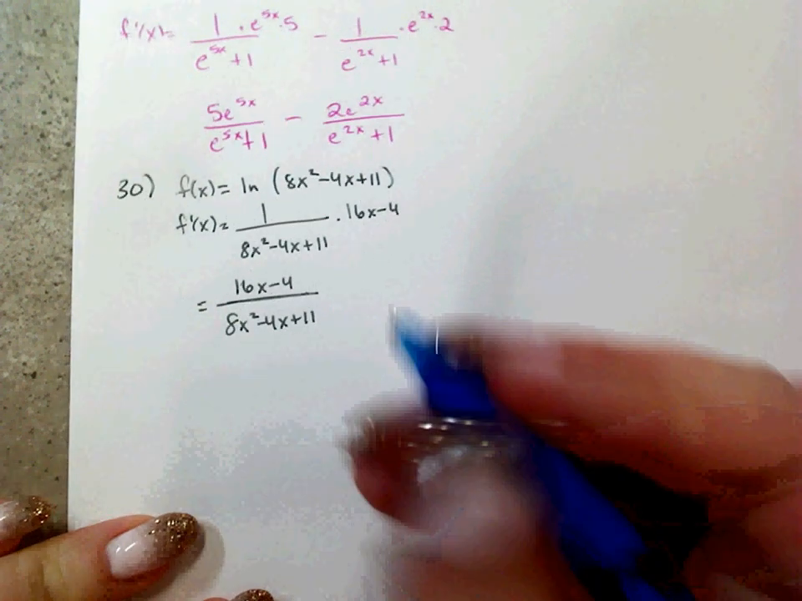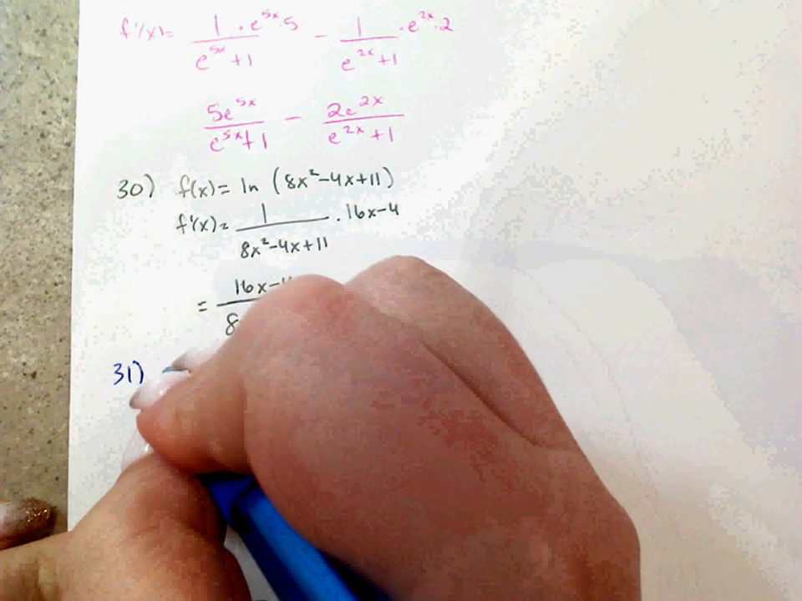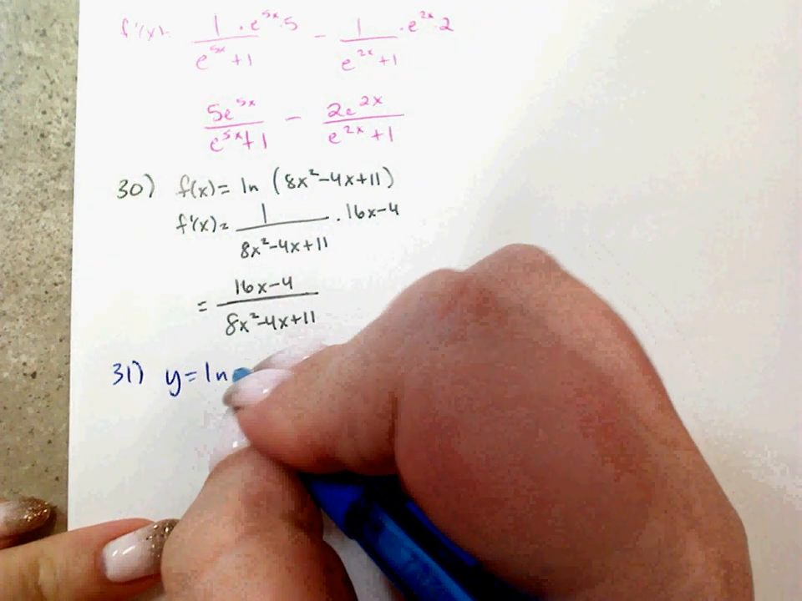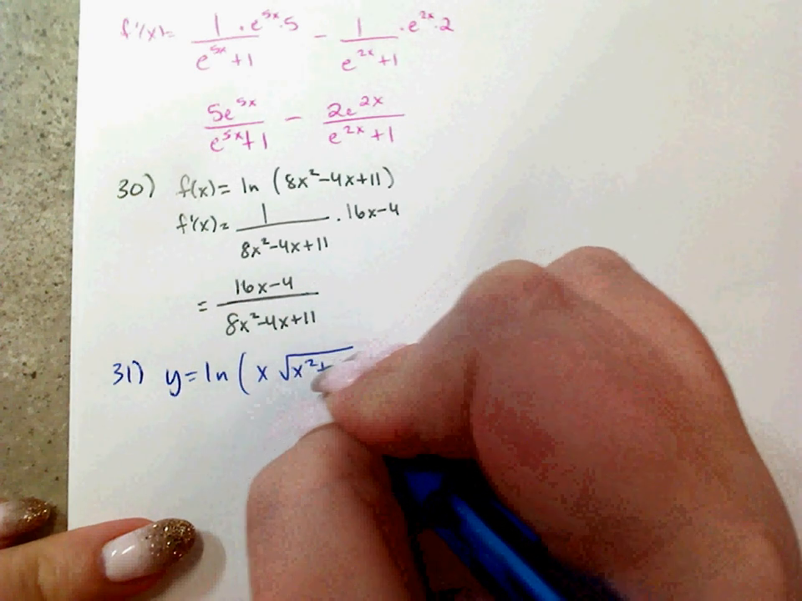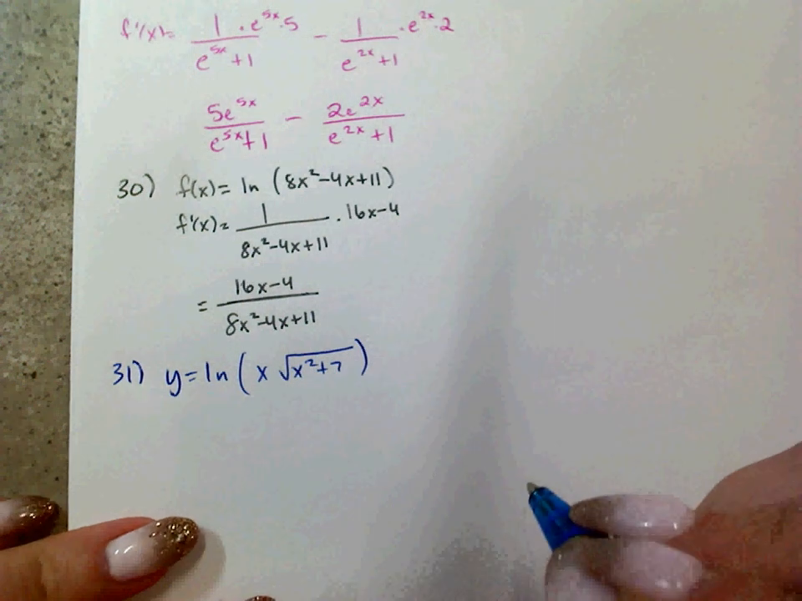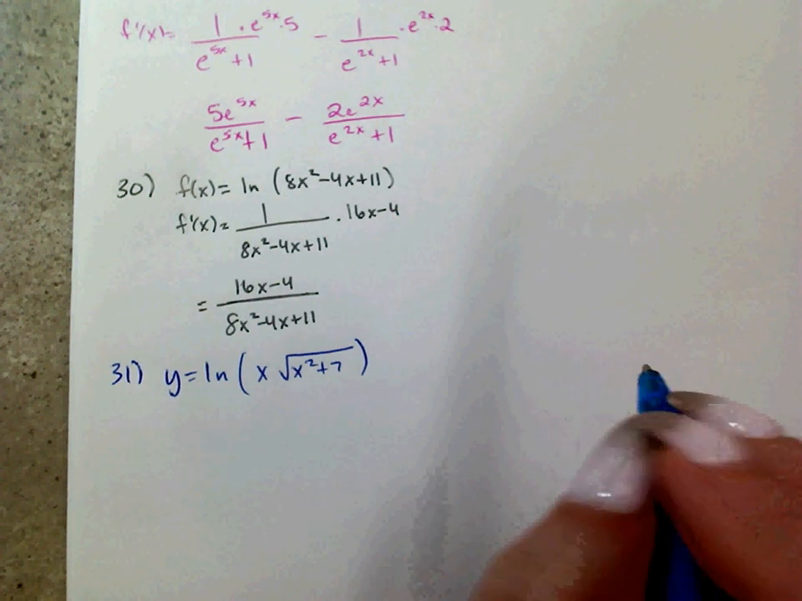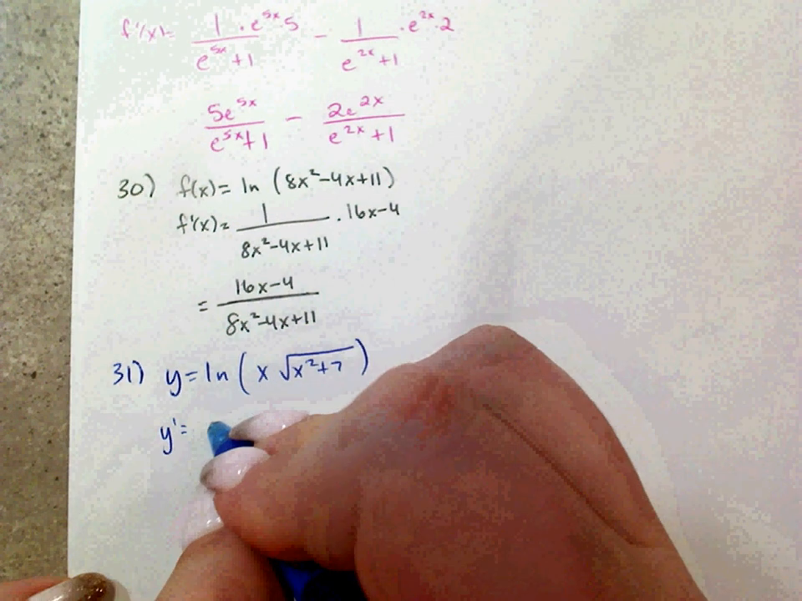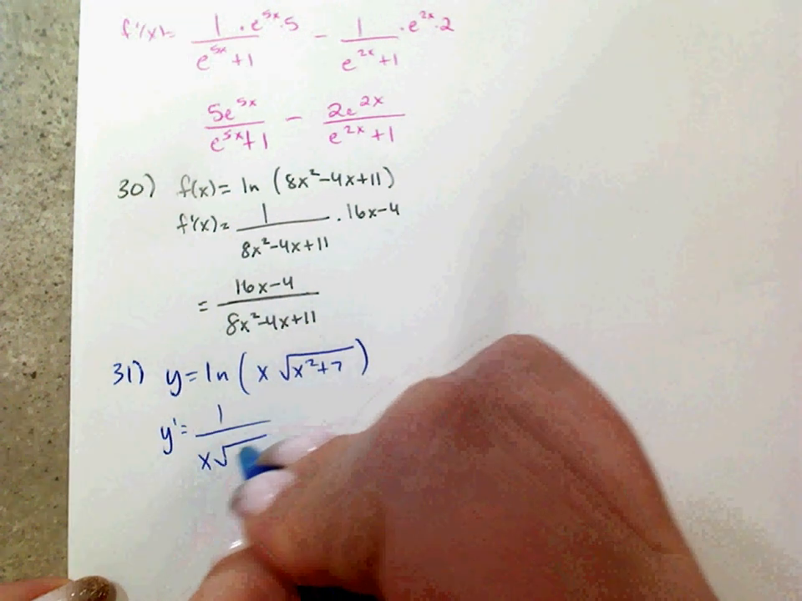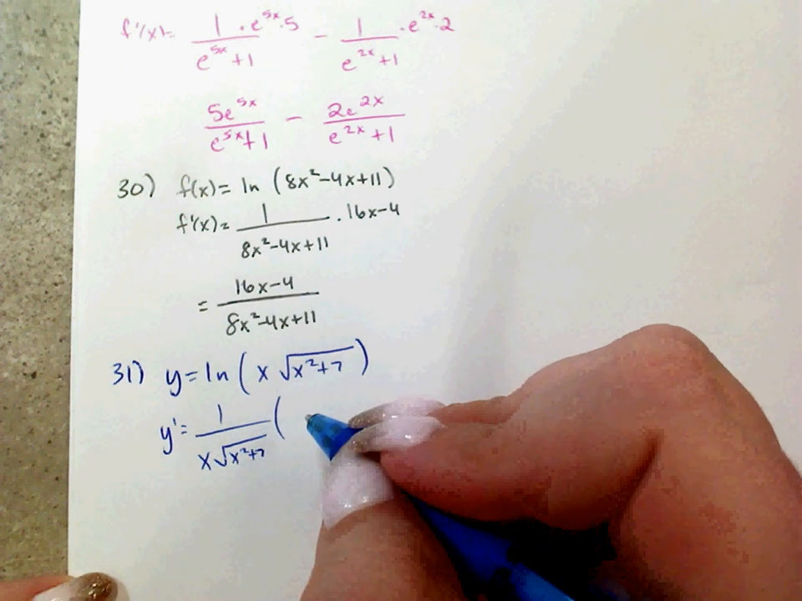Number 31 says, find the derivative of the function y equals the natural log of x times the square root of x squared plus 7. So they're really trying to get you to use the log properties, okay? You could do just regular old, the derivative of natural log of anything is 1 over that thing times the derivative of that thing, but the derivative of this is going to require product rule.